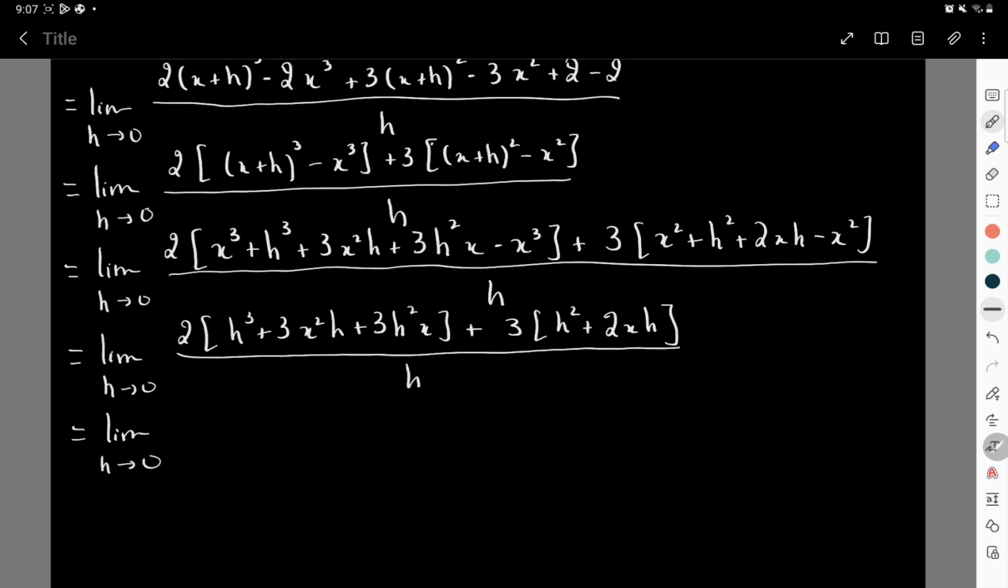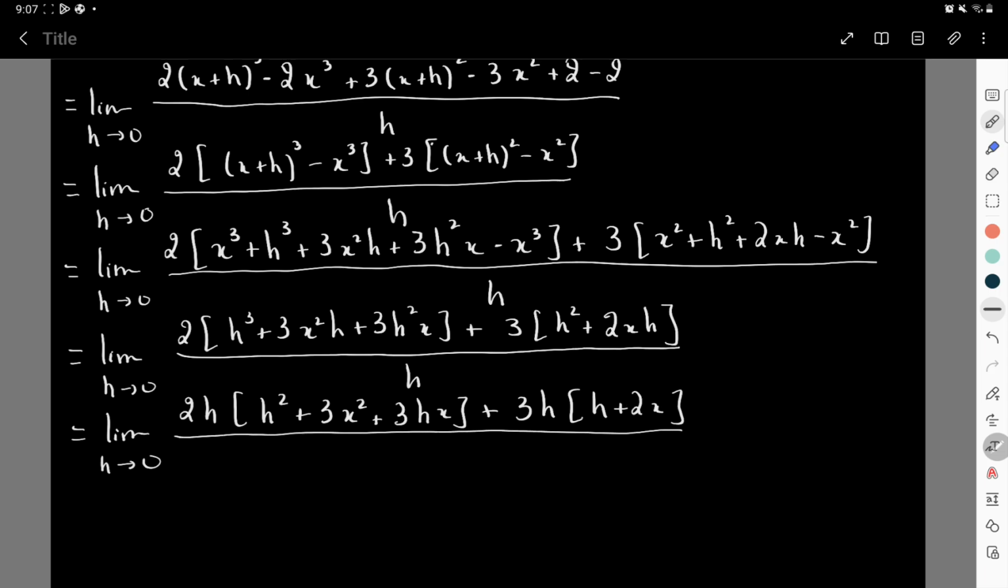It's the limit as h goes to 0. Let's factor an h from here. So what do we get? We get h squared plus 3x squared plus 3hx plus 3. Factor an h out here as well. h plus 2x. Awesome. Over h.